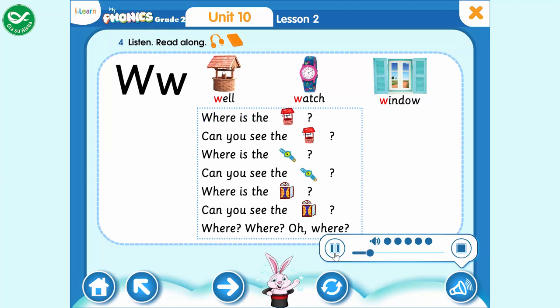Where is the well? Can you see the well? Where is the watch? Can you see the watch? Where is the window? Can you see the window? Where? Where? Oh, where?